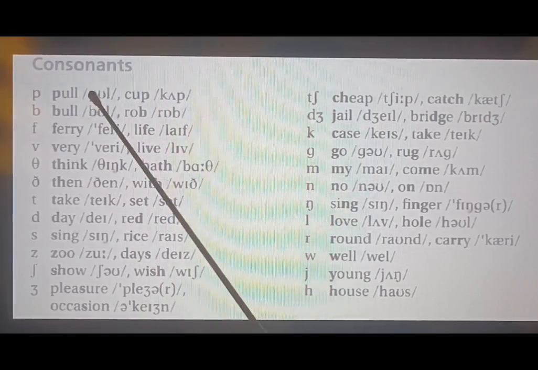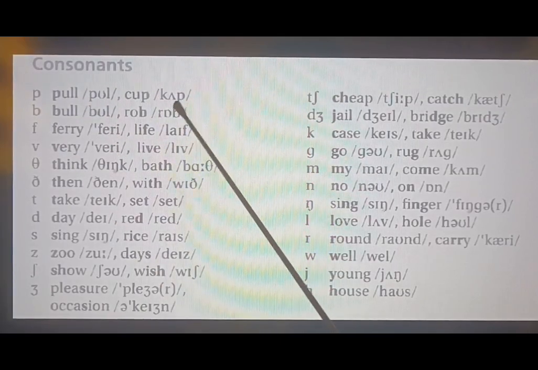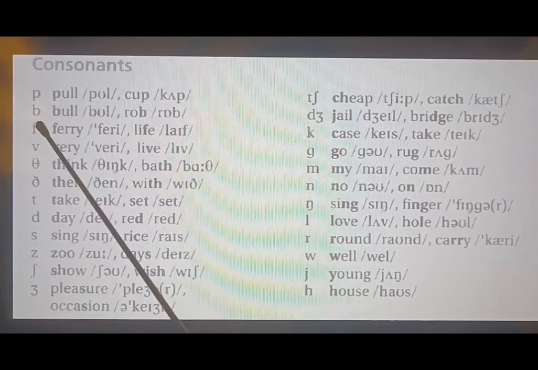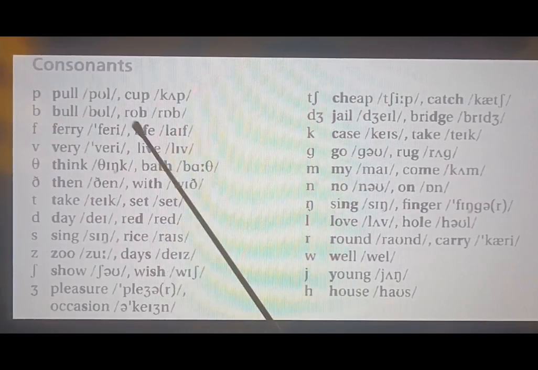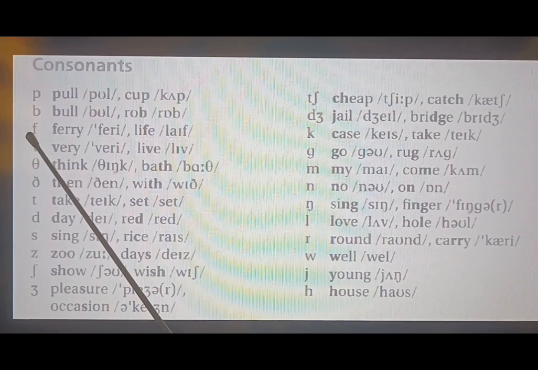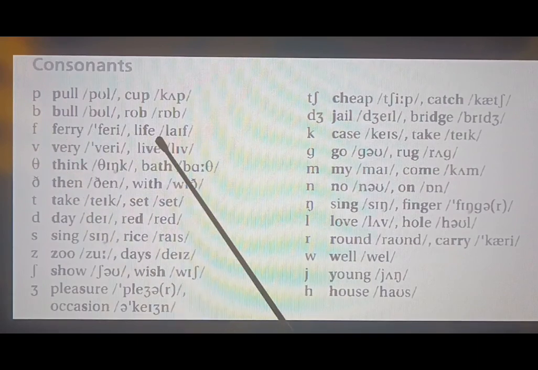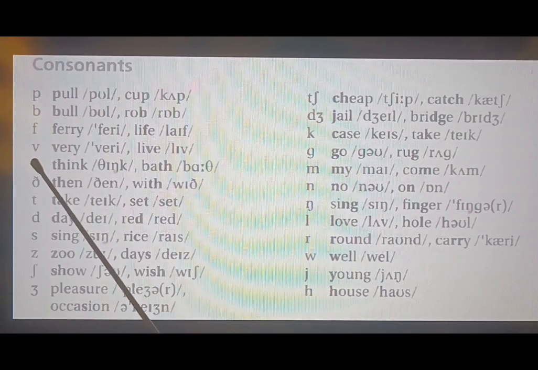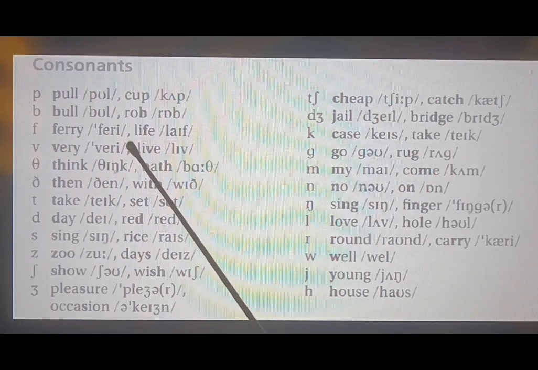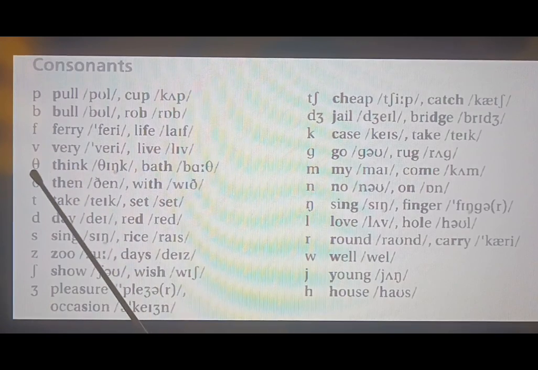P sound, as you can see here, or in the example with cup, pull, cup. B, like bull or rob, right? F sound, fairy, life, as you can see. V, very, live. But this symbol might not be actually familiar to you. You do not know it, or you haven't seen it already.